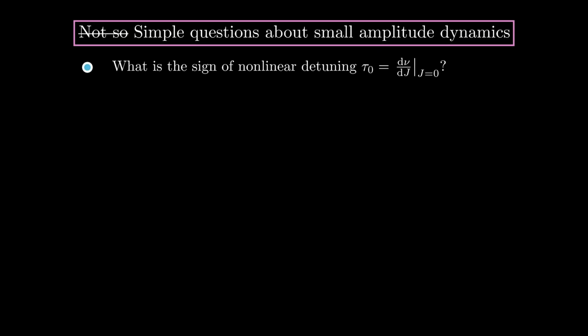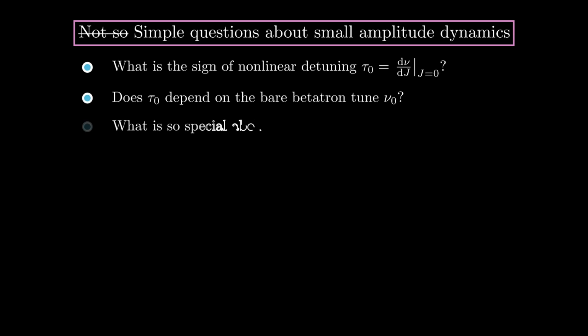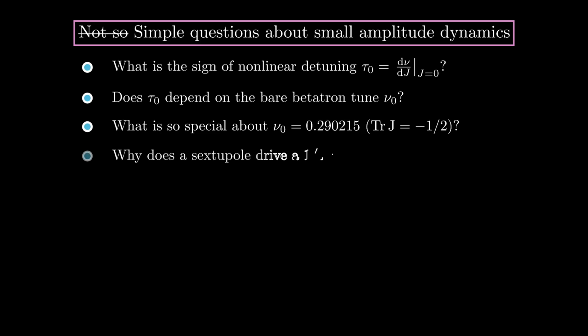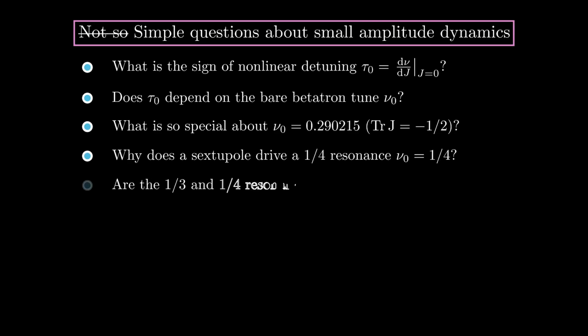What is the sign of nonlinear detuning for a sextupole or octupole magnet? Does the detuning depend on the bare betatron tune nu0? What is so special about the irrational betatron tune of approximately 0.29, the one that gives a Jacobian trace equal to -1/2? Why does a sextupole drive a quarter integer resonance, while an octupole drives a third integer resonance? And are the third and quarter integer resonances stable for these magnets? If so, why?